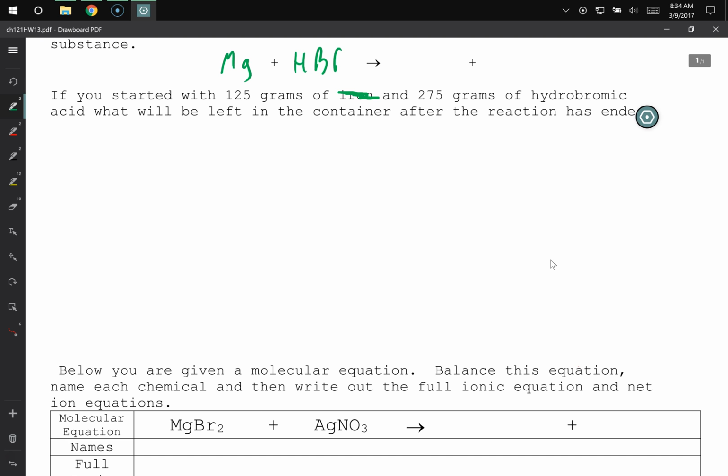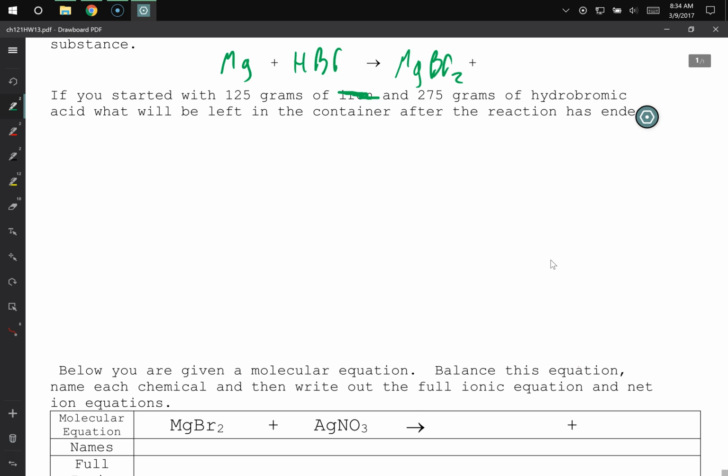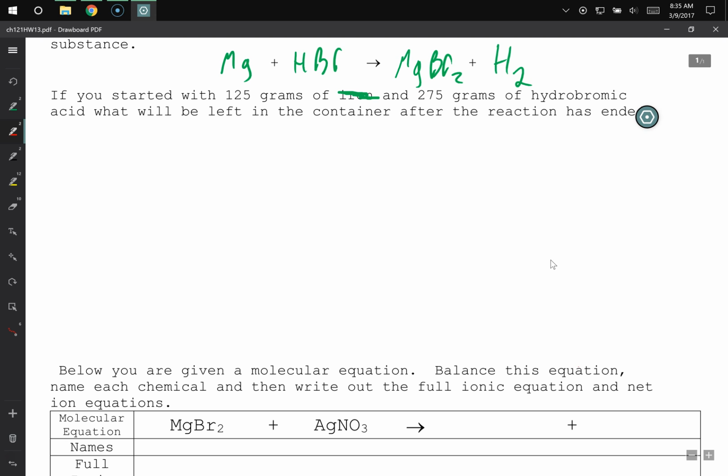So the magnesium and the bromine come together. So I'll have a magnesium with two bromines, because magnesium's charge is +2 and bromine's charge is -1. And that allows me with an H. But it's not just H, is it? It has to be H2 because hydrogen is one of the diatomics. Okay. What do I need to do now?